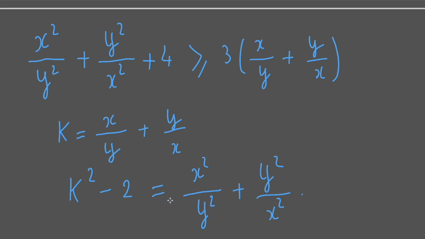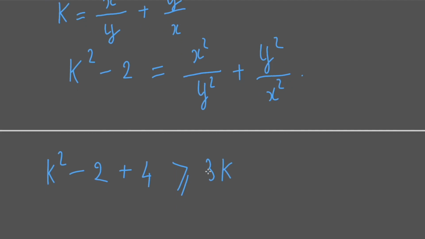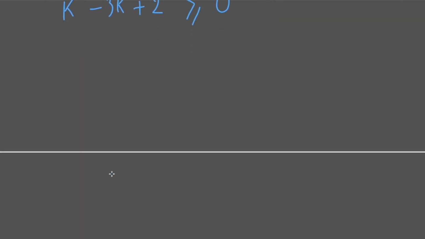Then we replace this back into the inequality. On the left hand side, this will be k squared minus 2 plus 4, and on the right hand side, it will be 3 multiplied by k. Simplifying both sides of the inequality, we will have k squared minus 3k plus 2 greater than or equal to 0. We have to prove that for any k values.